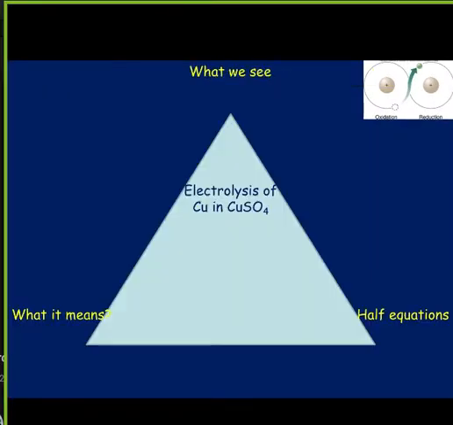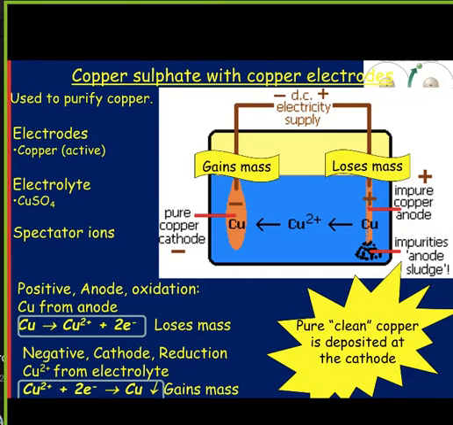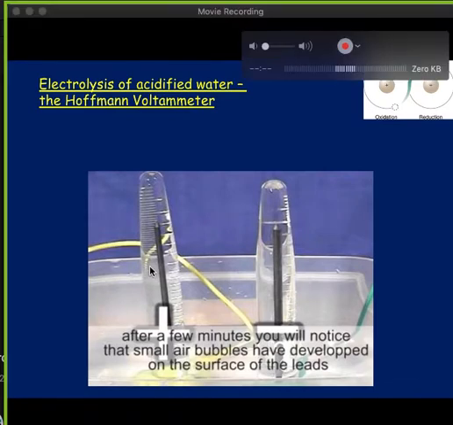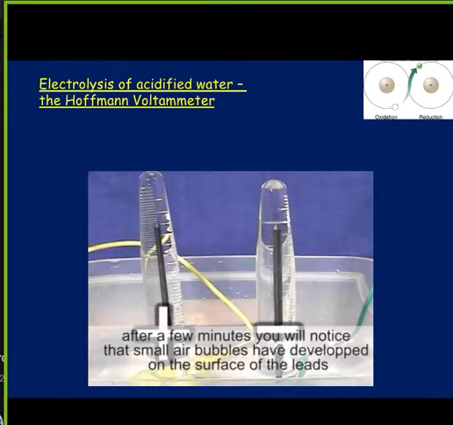We've done that. Okay, so the next one we're going to go to is the junior cycle one, the Hoffman voltameter. I think you're the last junior cycle people.